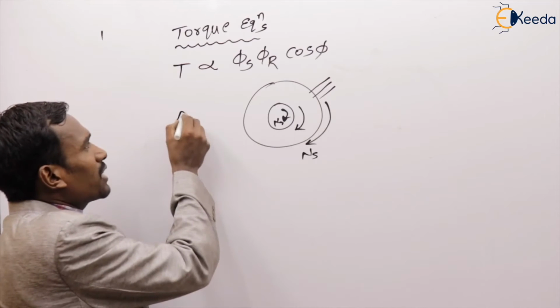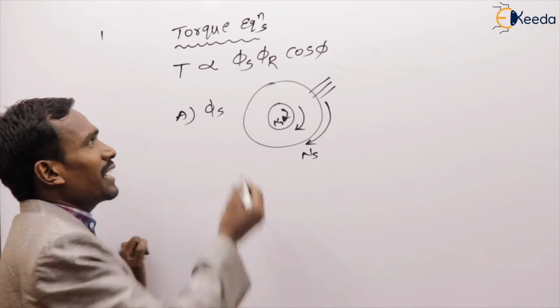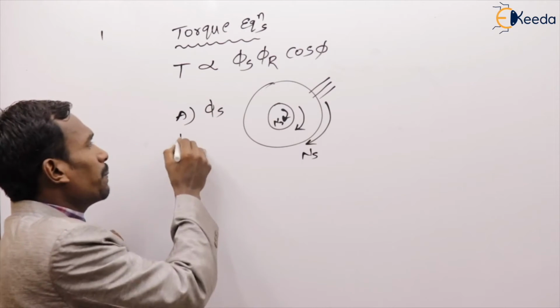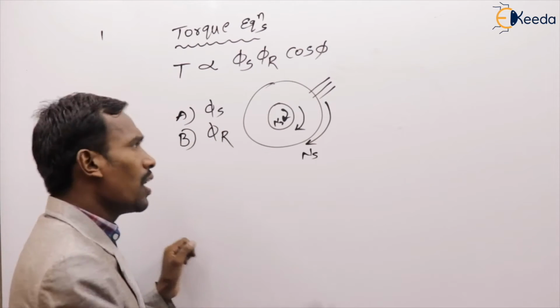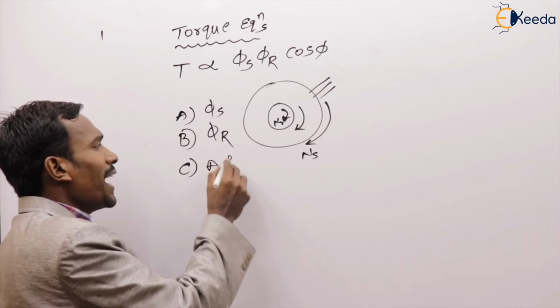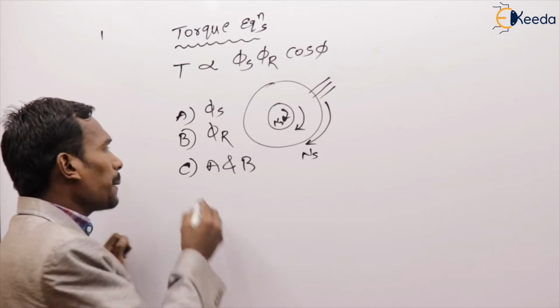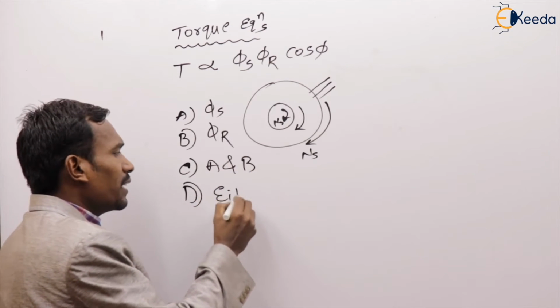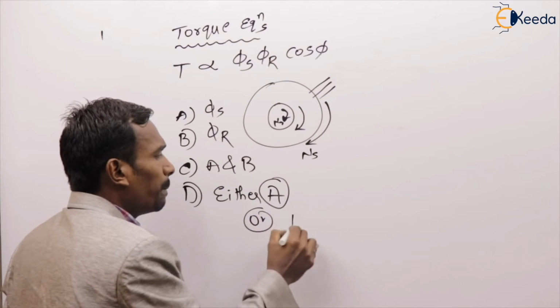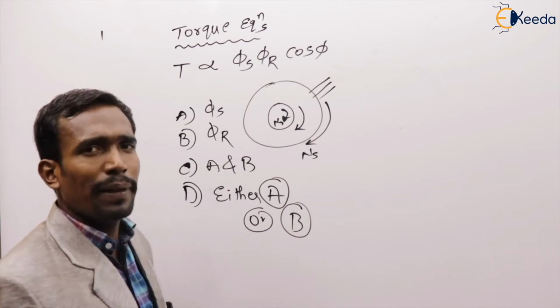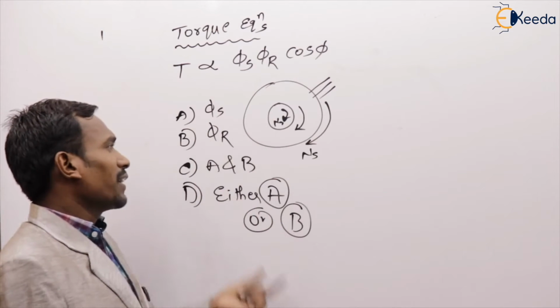Option A, by changing the stator flux direction. Option B, by changing the rotor flux direction. Option C, both A and B. Option D, either A or B. Tell me which of the following is the correct answer.